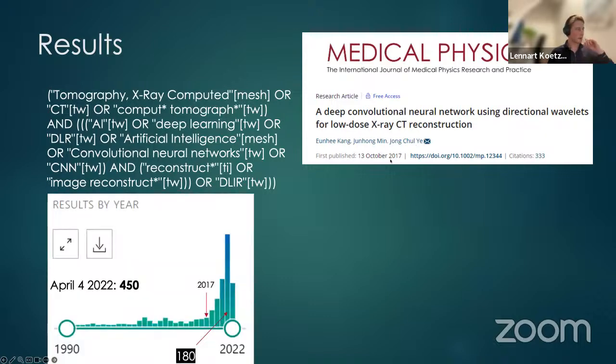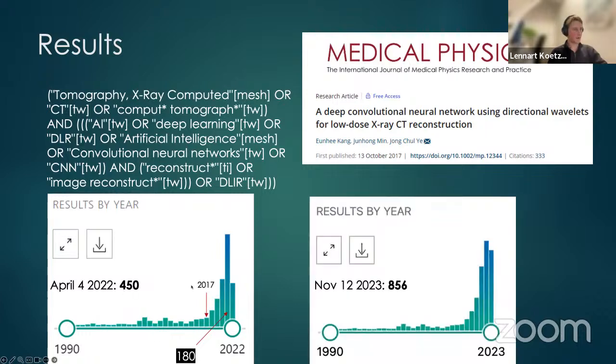It was the first paper on deep learning reconstruction from 2017. I gave a similar talk about 18 months ago, and then this search resulted in 450 results. However, 2 weeks ago, this had already increased to 850 results. So we can see this is a fast evolving field. However, we don't really see the exponential growth anymore that we saw in the years 2019 to 2022.